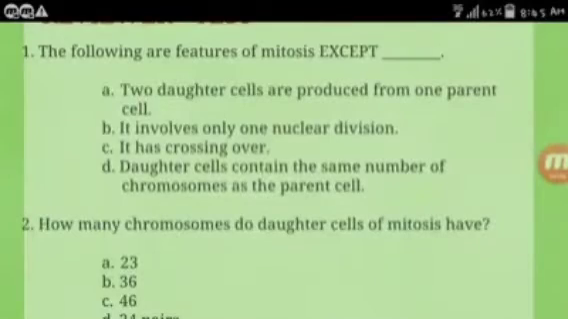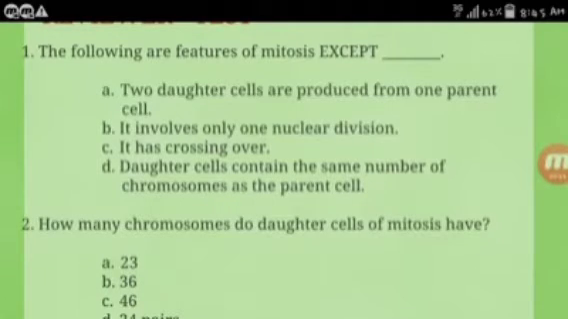Here for science. The first question: the following are features of mitosis, except: letter A, two daughter cells are produced from one parent cell. Letter B, it involves only one nuclear division. Letter C, it has crossing over. Letter D, daughter cells contain the same number of chromosomes as the parent cell.